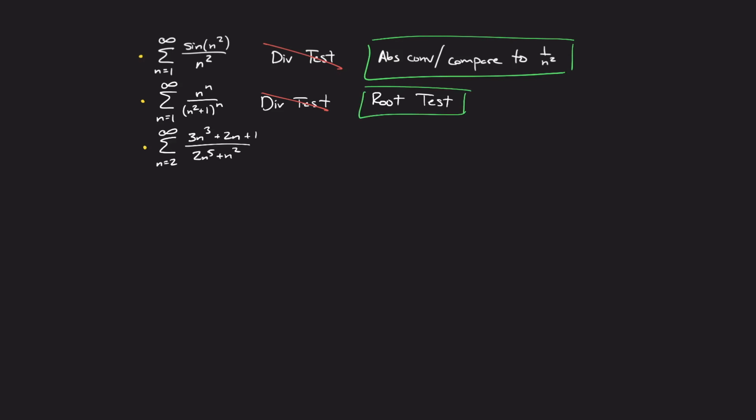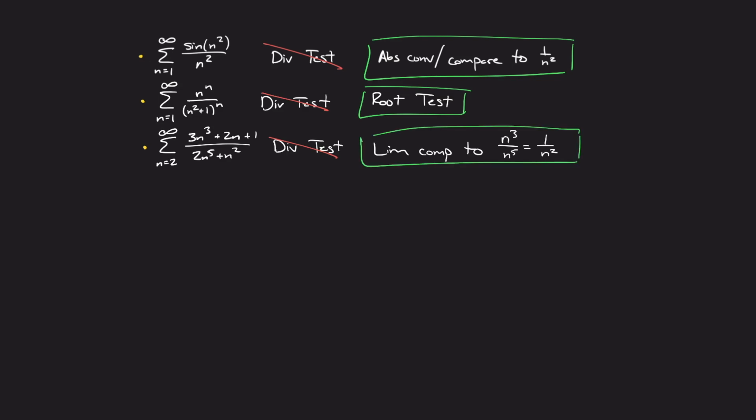For the sum of 3n to the third plus 2n plus 1 over 2n to the fifth plus n squared, the divergence test doesn't work, but we can use the limit comparison test with the sum of n cubed over n to the fifth, which does the trick. For the sum of n over natural log of n, the divergence test actually works, since the terms go off to infinity.